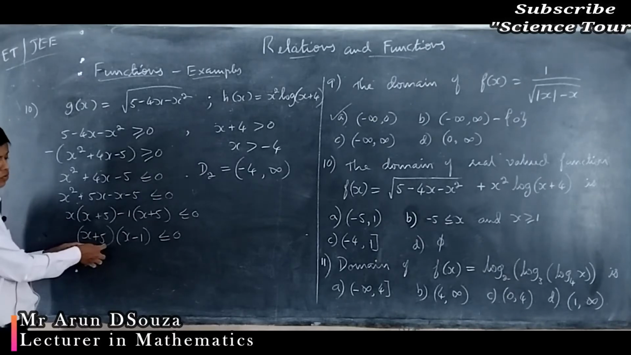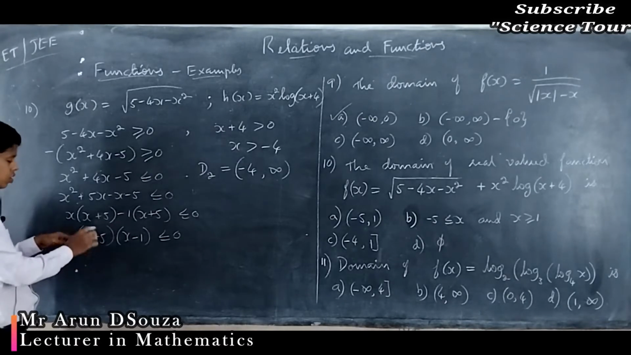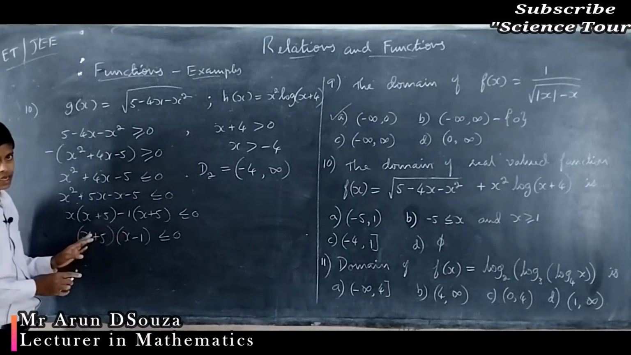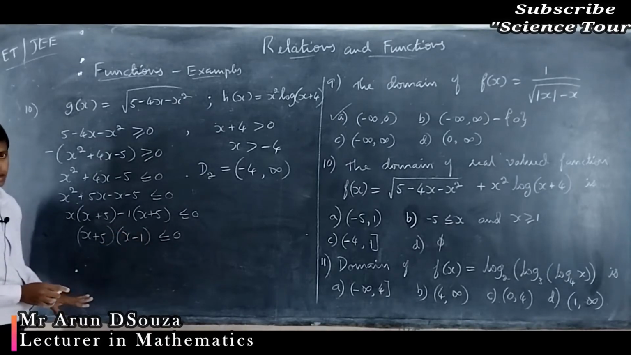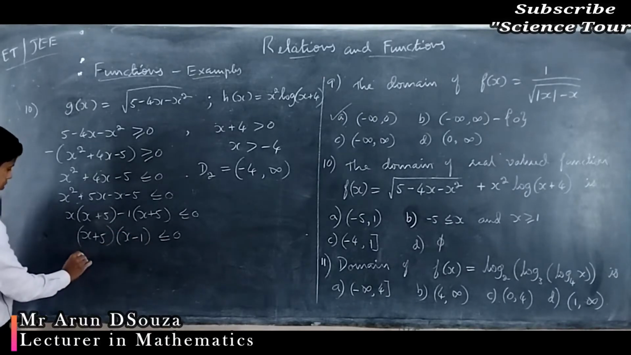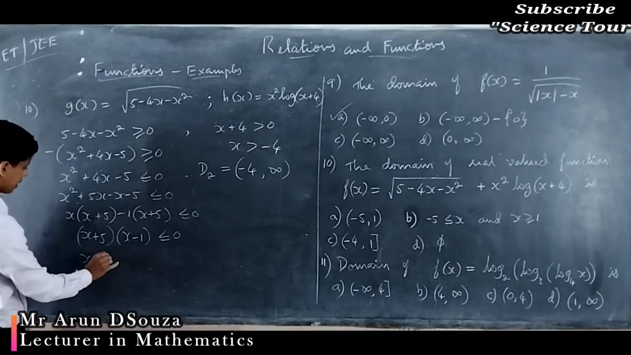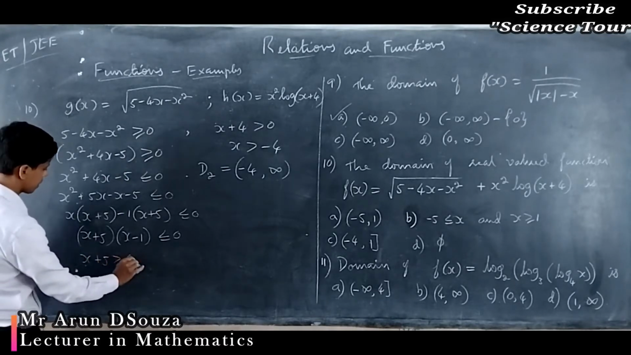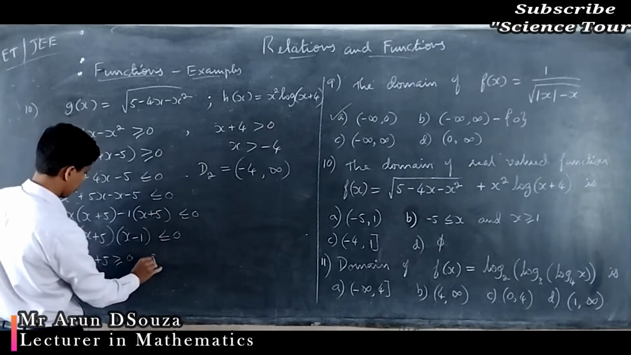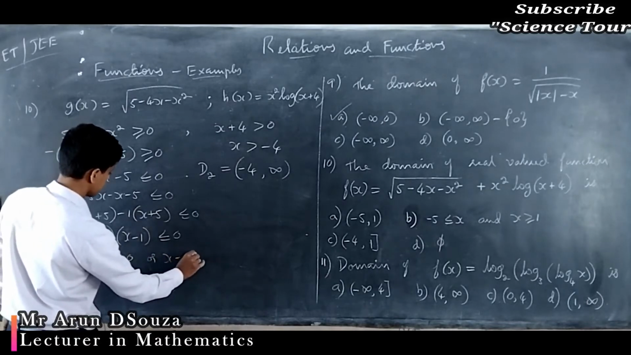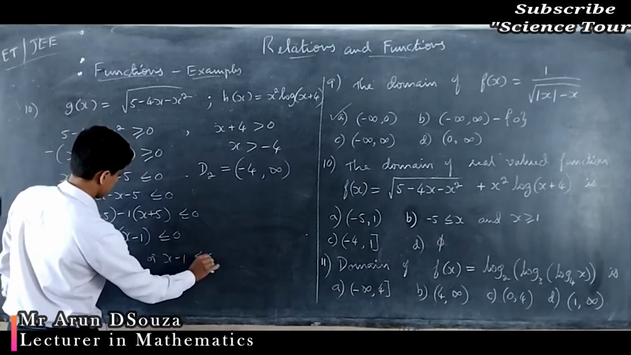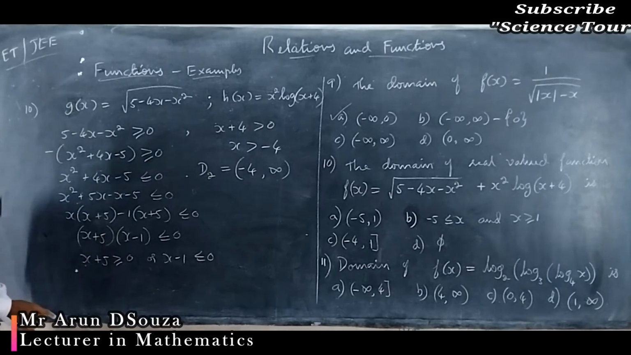Either this is negative and that's positive, or this is positive and that's negative. If both are positive also, that won't be negative, right? So either x plus 5 is greater than or equal to 0 or x minus 1 is less than or equal to 0. So that's the one possibility.